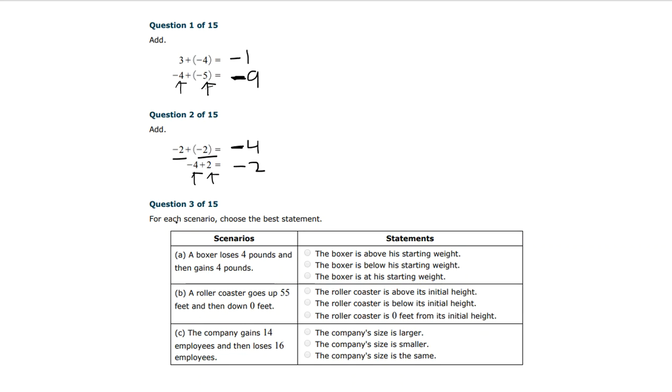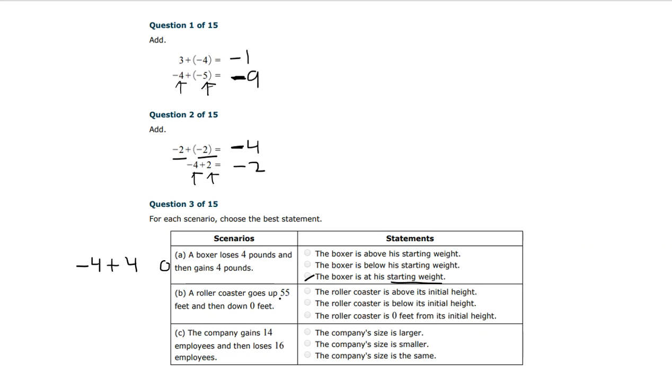Okay, the next one, question 3. For each scenario, choose the best statement. A boxer loses 4 pounds and then gains 4 pounds. So if he loses 4 and then he gains 4, now we have to pick which one of these is going to be true. We would have to say the boxer is at his starting weight. The net result would be 0. He's at his starting weight.